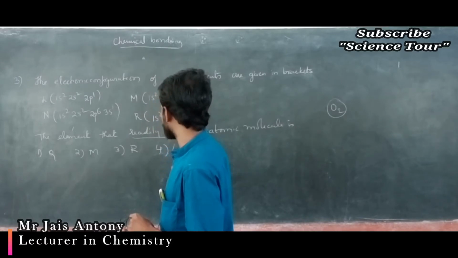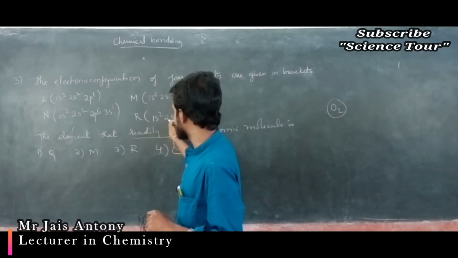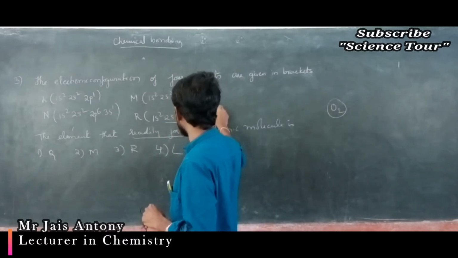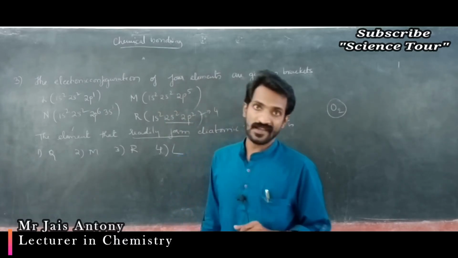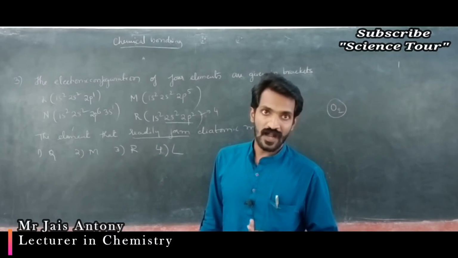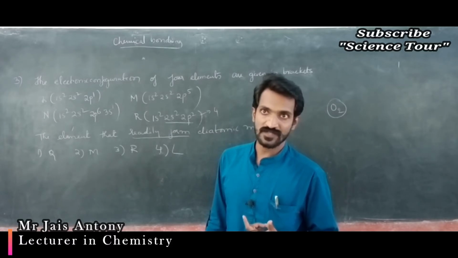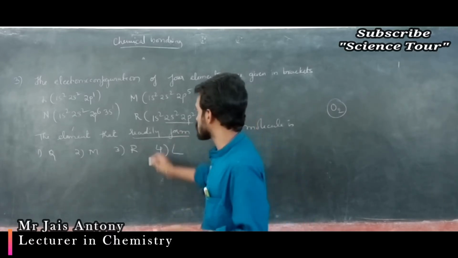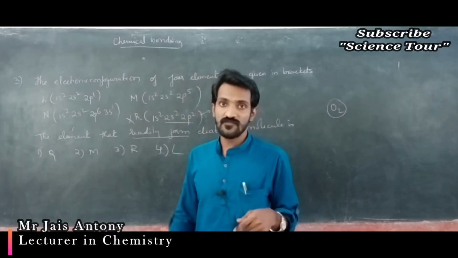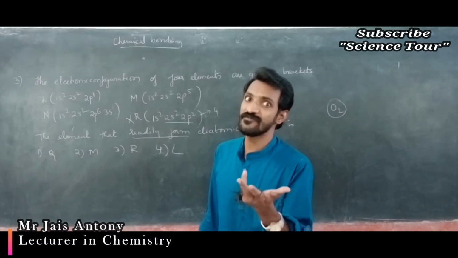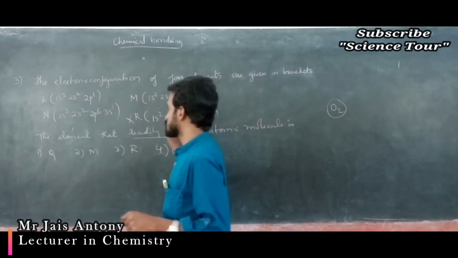The very important thing is, my dear students, in this one R is not possible. Why? Its outermost electronic configuration is 2s2 2p2, so the total number of valence electrons in this one is 4. 4 means it requires 4 more electrons to get a stable configuration, that is very important, my dear students. To form an octet it requires 4 more electrons, so it is not possible. It means you have to add or share 4 more electrons. It is not readily formed, so you leave this one.